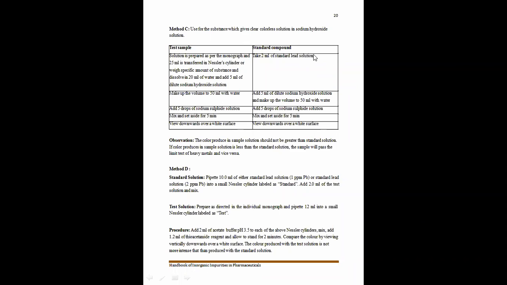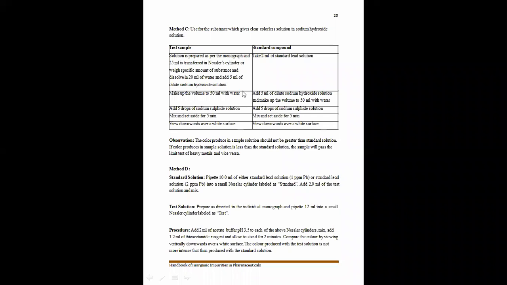So here also a sample solution is filled in the Nessler cylinder. In case of the standard solution, 2 ml of standard lead solution, that is heavy metal, then make up the volume up to 50 ml. Then add 5 drops of sodium sulfide in both the tests. Mix and set aside for 5 minutes for the formation of color intensity product. Now after that, we are going to compare the result produced in the test solution with that of the standard solution. And if the color intensity produced in the test solution is less than that of the standard, then only our sample will pass the limit test of heavy metal.